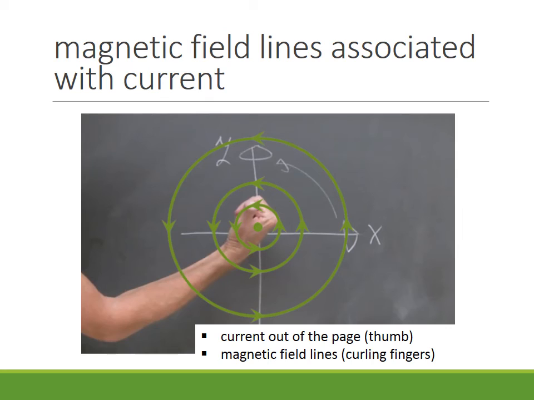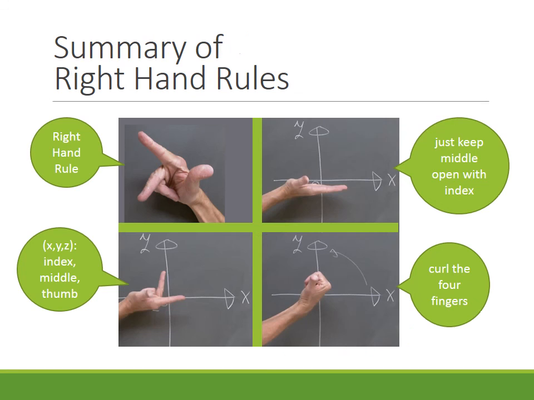And this is suitable for finding the magnetic field lines associated with current or moving charges. If the thumb represents the moving charges or current, in this case coming out of the board, then the magnetic field lines are represented by the curling fingers that are these counterclockwise circles.